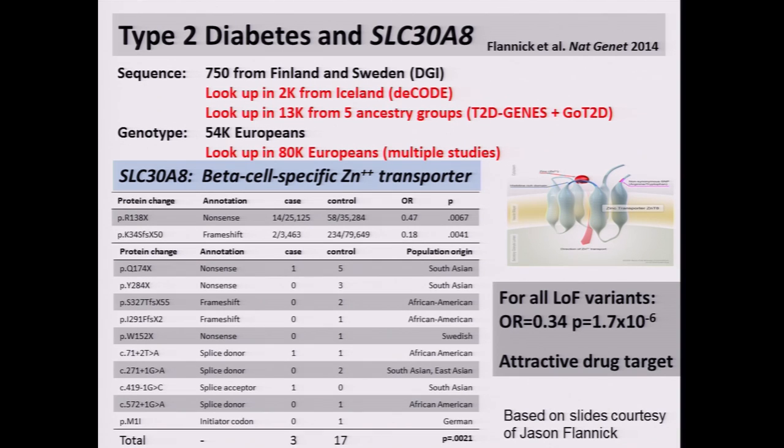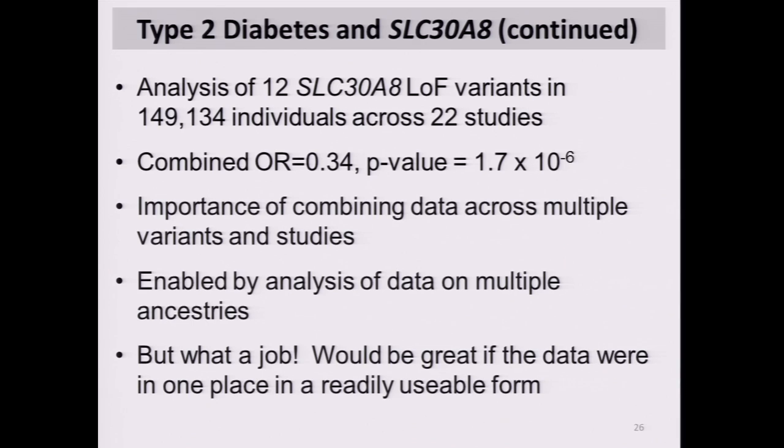They identified other loss of function variants within that same gene. Putting all of this information together, they ended up with an impressive p-value, 2 × 10⁻⁶, a threefold protection against type 2 diabetes, a potentially attractive drug target. Now, to get there took the analysis of 12 different variants and 150,000 individuals across 22 studies.